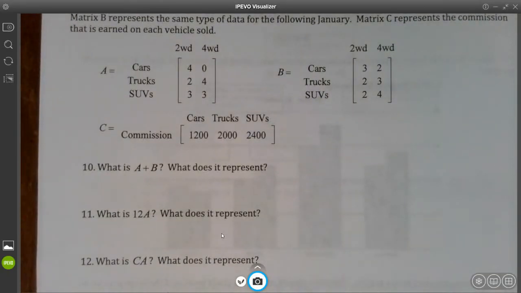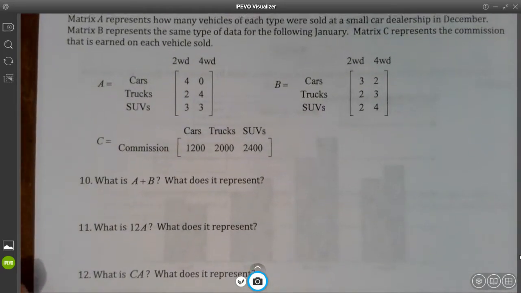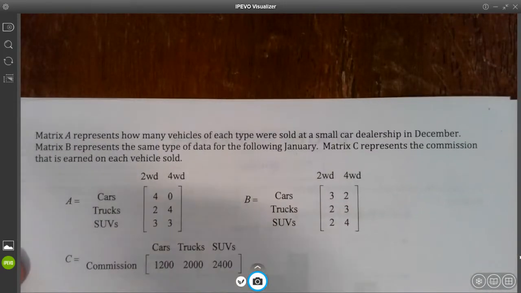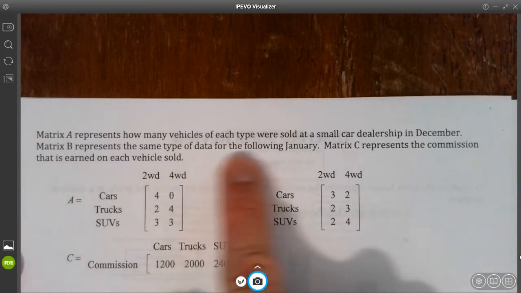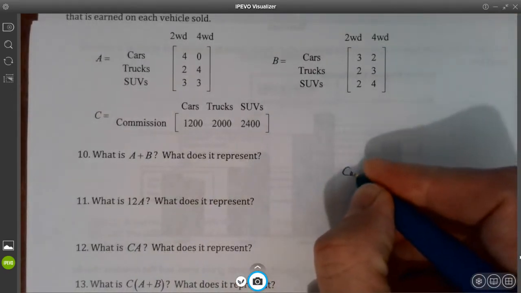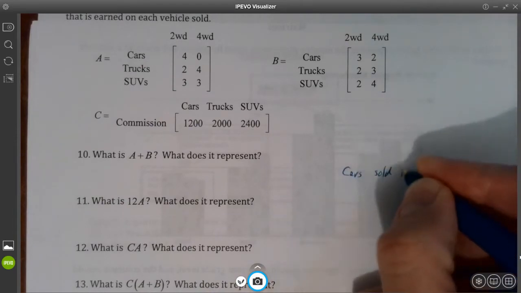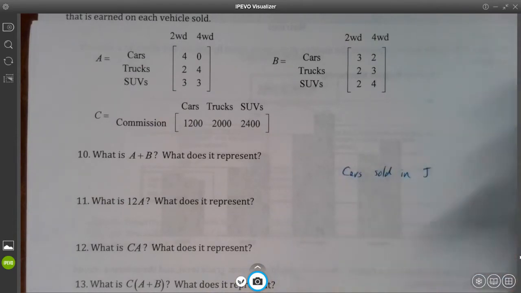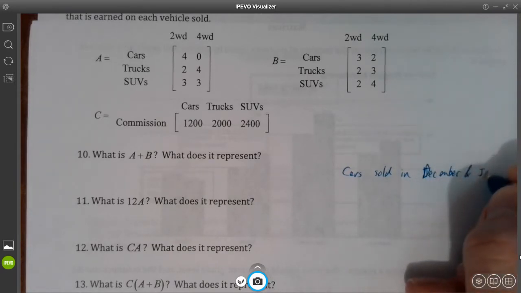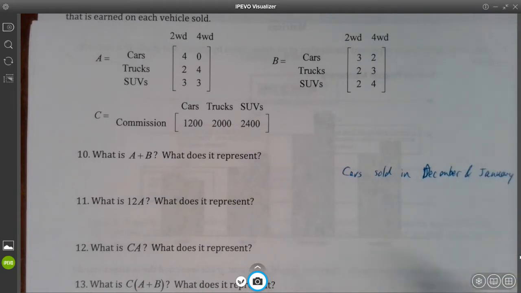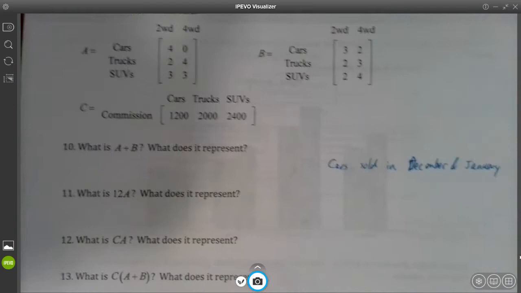There we go. All right, now we get to number 10, and it says, what is A plus B, and what does it represent? Well, I can do this in my head. I mean, let's be real honest, I can do this one without really thinking too hard about it. But let's read the problem carefully. Matrix A is how many vehicles were sold in December. Matrix B represents how many were sold in January. Then A plus B, what does it represent? I'll go ahead and answer that. This is the cars sold in December and January.